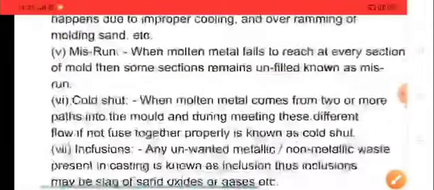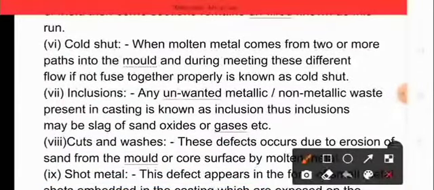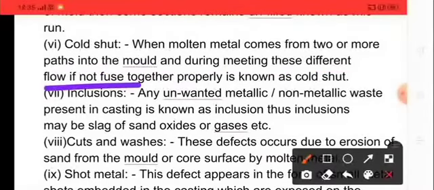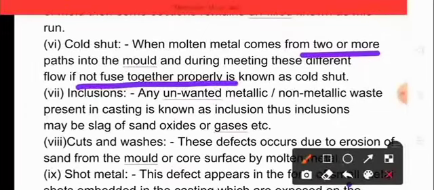The next one is cold shut. When molten metal comes from 2 or more paths into the mold, and during meeting, these different flows are not fused together properly, it is known as cold shut.